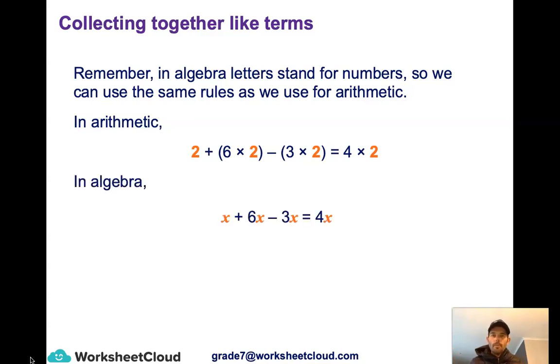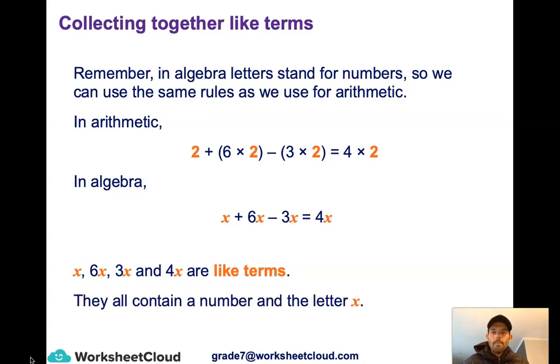So in algebra, very similar, if not the same. We've got x plus 6x minus 3x. All the x's are exactly the same. So x plus 6x, 7x, minus 3x is 4x. Okay? So the similarities between arithmetic and algebra are very, very apparent. x, 6x, 3x, and 4x are all like terms purely because the x's are all small. They all look exactly the same.